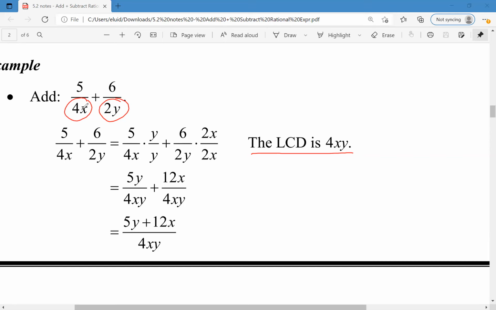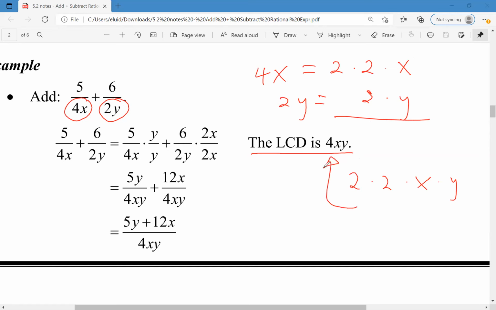The x and the y, those are two different factors. We just need all of them to be put together in our new denominator. In other words, 4x, you could write that as 2 times x. 2y is just 2 times y. Put it all together, we need 2 times x times y, which is 4xy.